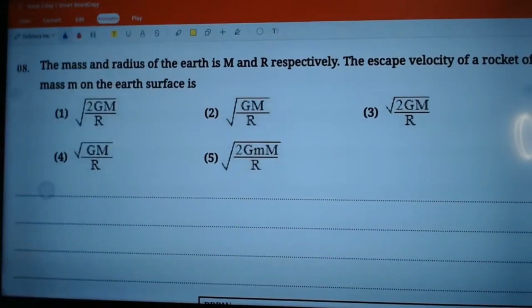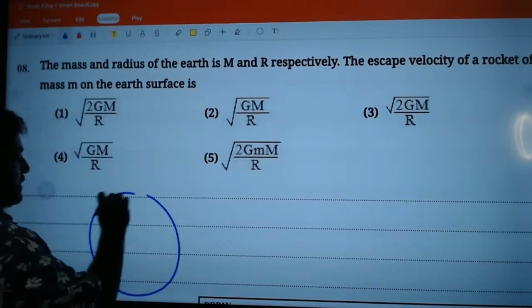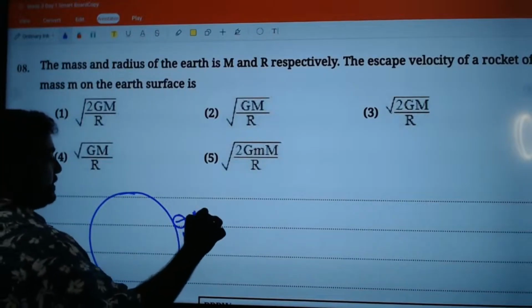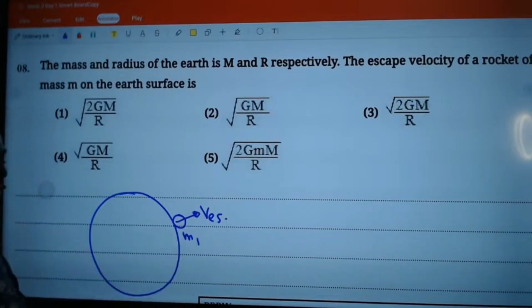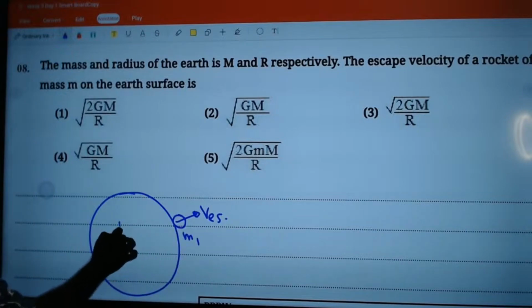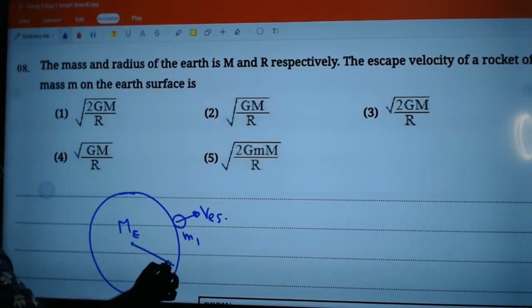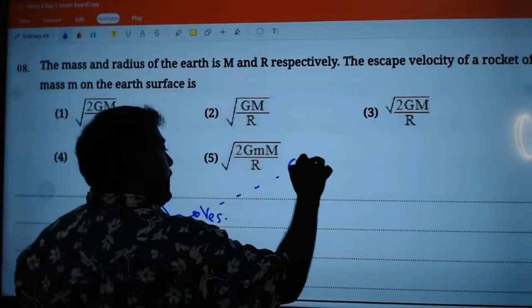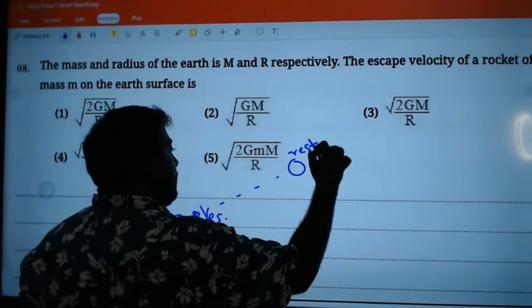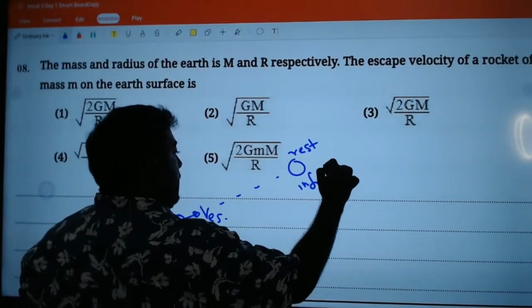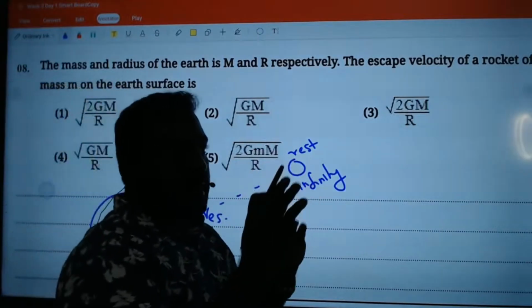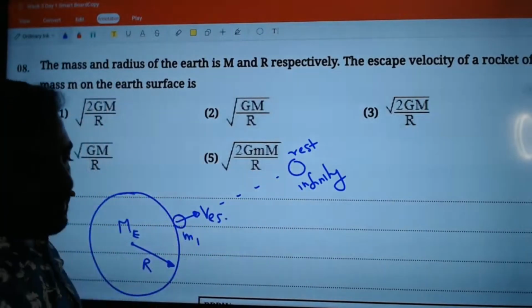Mass and radius of Earth are m and r. Escape velocity of a rocket. What do you mean by escape velocity? We are projecting this mass so it never reaches the Earth back again. That means it just reaches infinity. I am just showing the proof. Otherwise, square root of 2gm divided by r you can get directly.